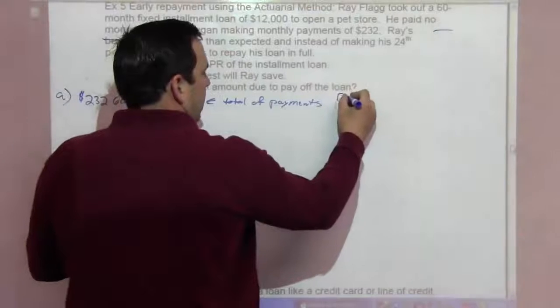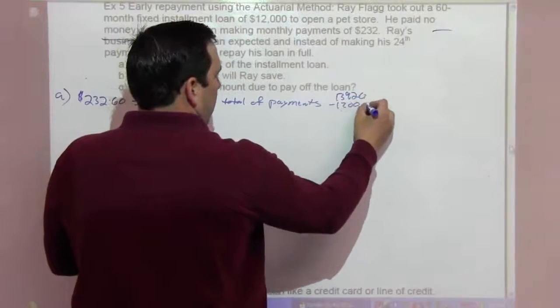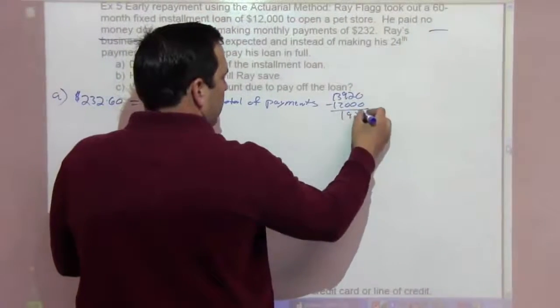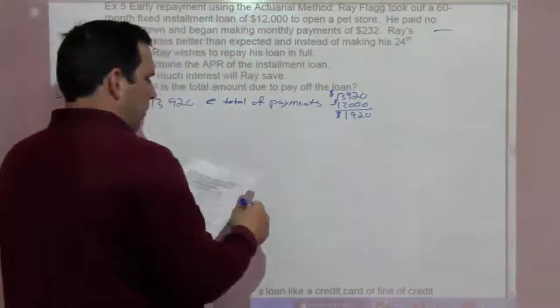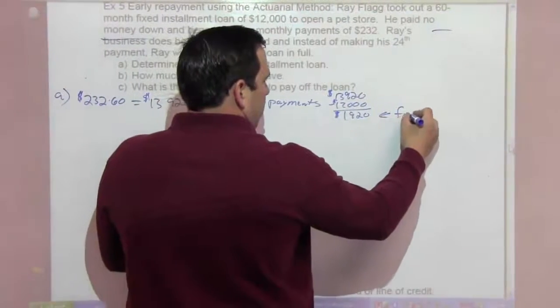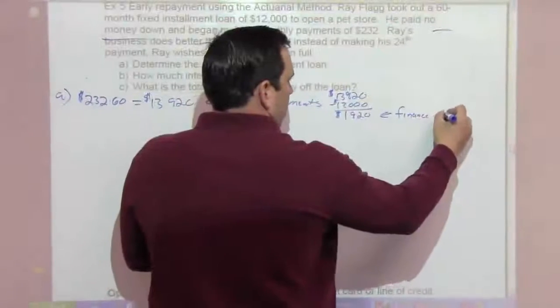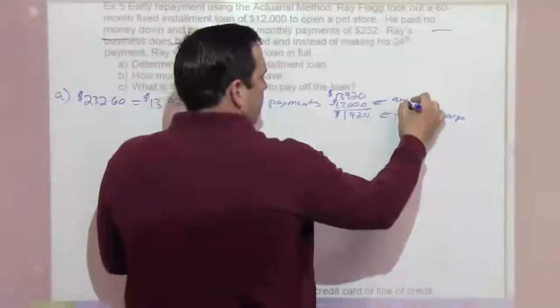So $232 a month times 60 months is $13,920. That's the total of payments. If we subtract off the $12,000 that he borrowed, that means it's $1,920. So this is the finance charge, and the $12,000 is the amount financed.